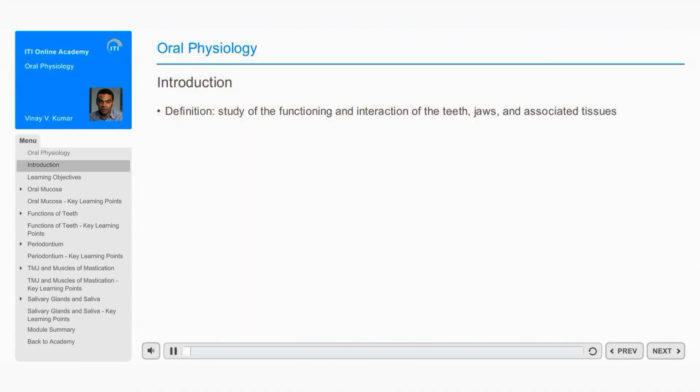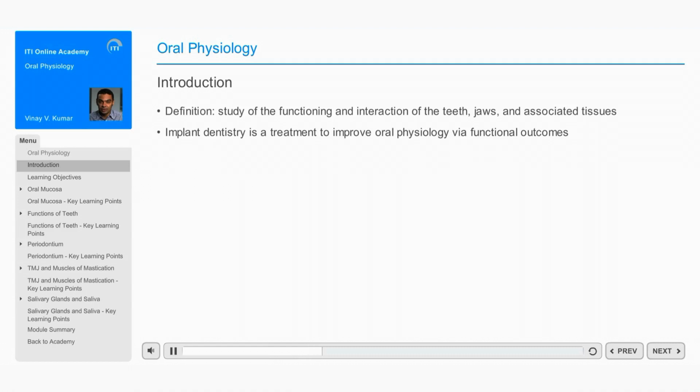Physiology may be defined as the study of the way in which a living organism or body part functions. Oral physiology concerns the stomatognathic system and the functioning and interaction of the teeth, jaws, and associated tissues. Knowledge of oral physiology is of prime importance because implant dentistry is, in essence, a treatment solution to improve the functioning of teeth and the stomatognathic system. In other words, implant dentistry is a treatment to improve oral physiology.